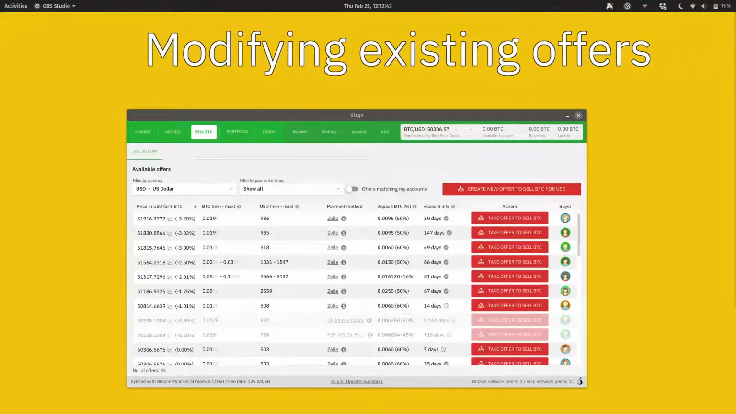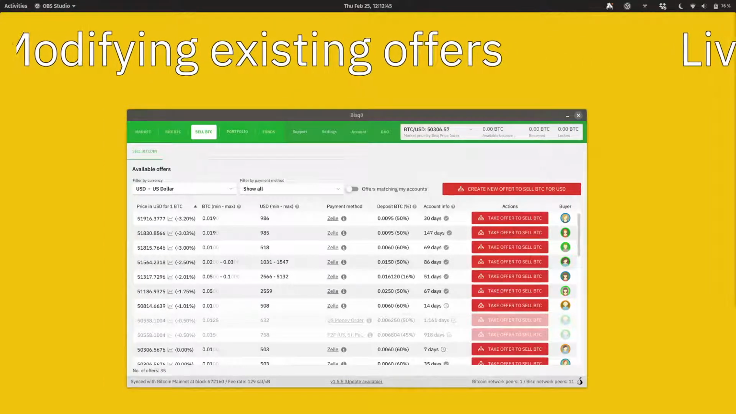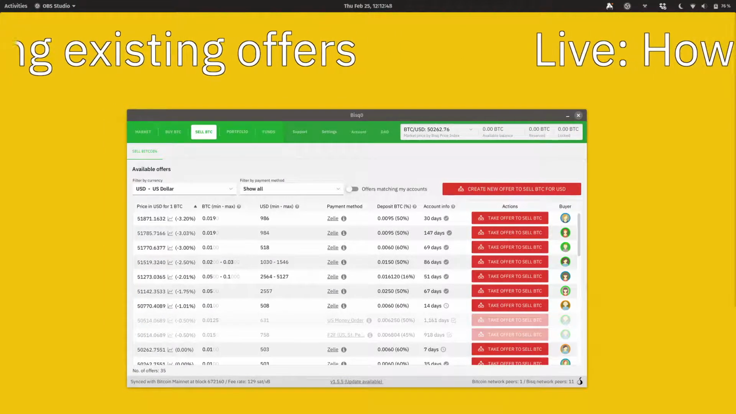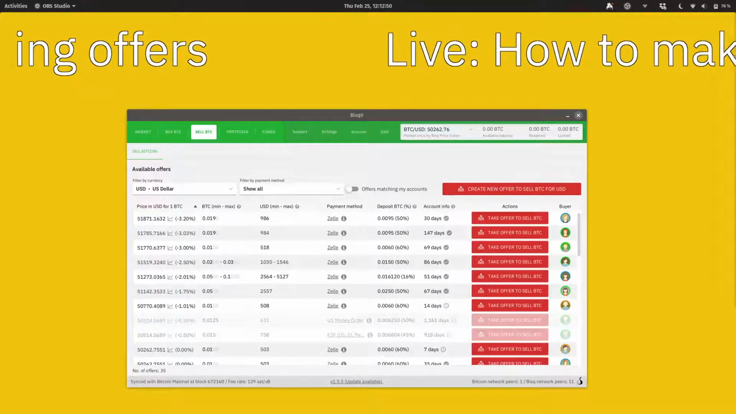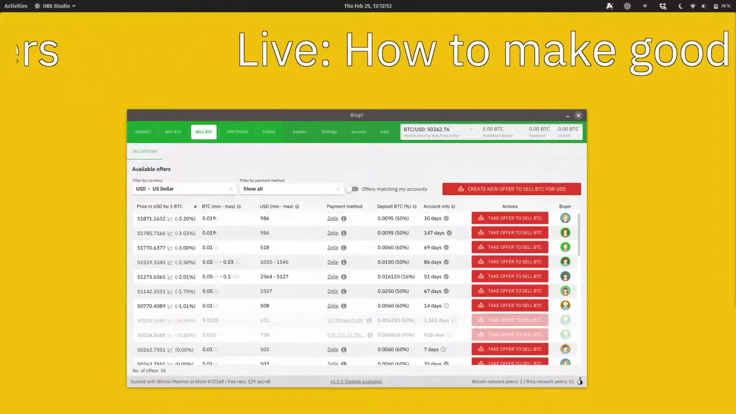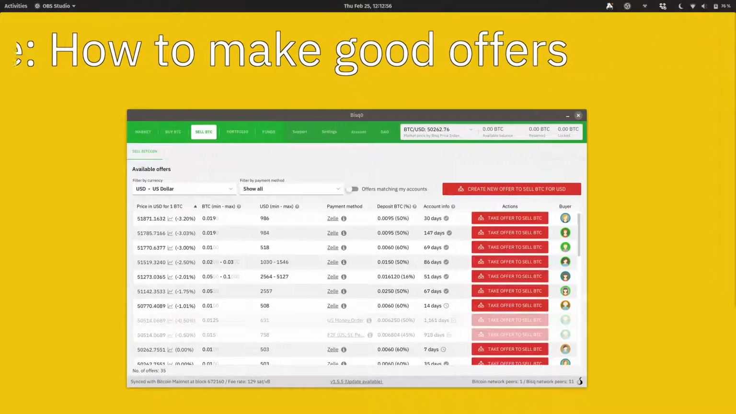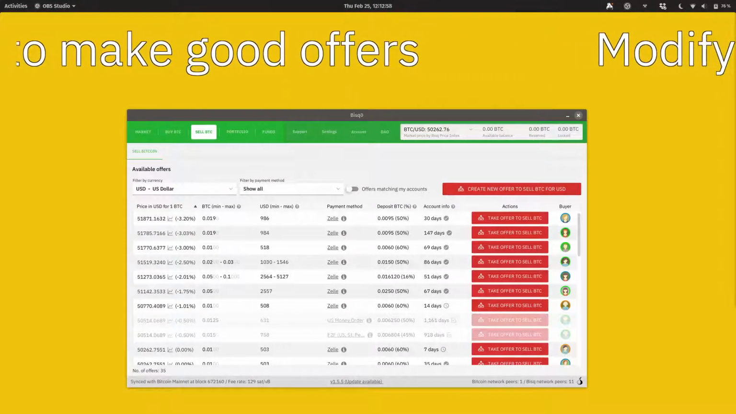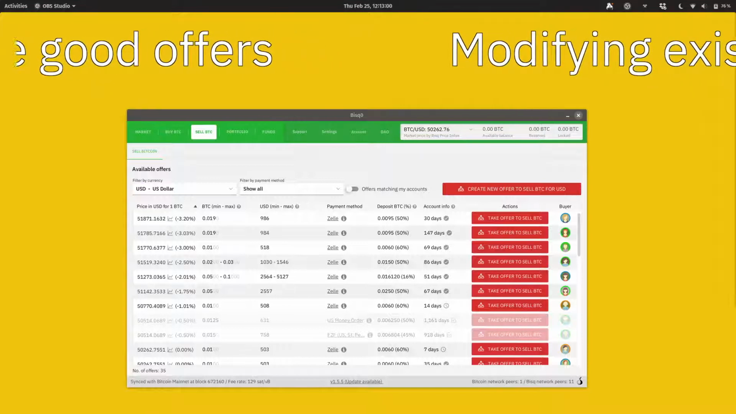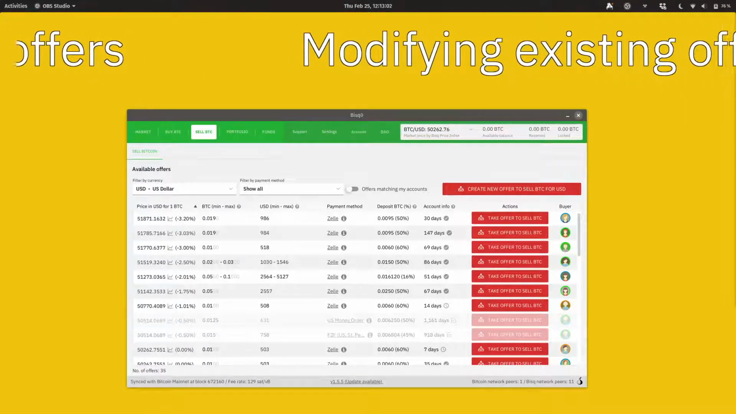Which will be related to what we just talked about. We're going to talk about how to make good offers and how to modify offers that you already have. There were some new features added to modifying offers and making offers, so I think it'll be good to go over that. Okay, so the screen should be back up now.